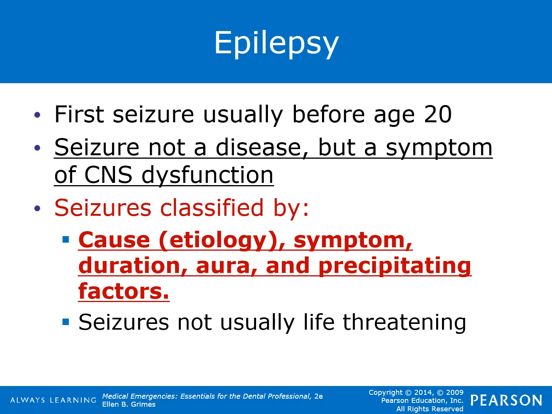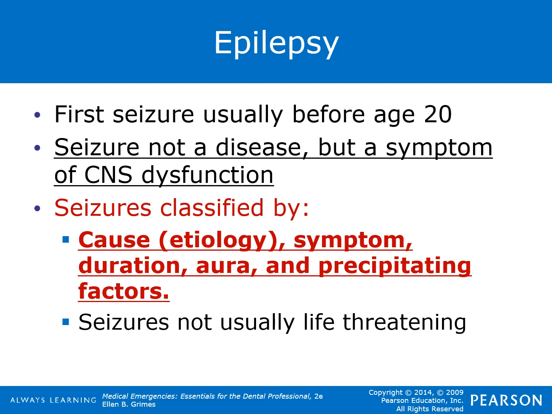The first seizure usually appears before age 20. A seizure is not a disease either. It is just like syncope. It is a symptom of a central nervous system dysfunction. You could have epilepsy, but you don't have a disease called seizure. Seizures often happen when you have other central nervous system dysfunctions.